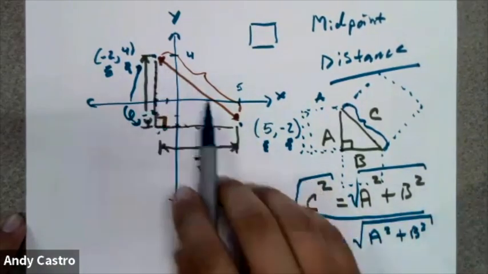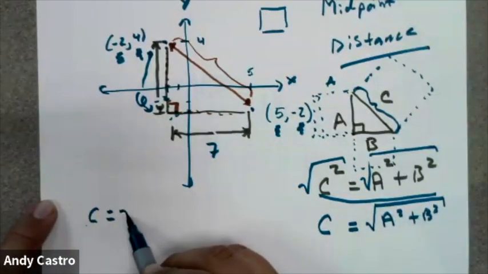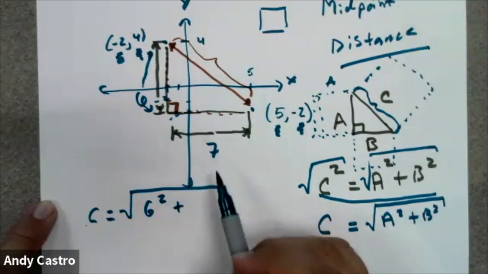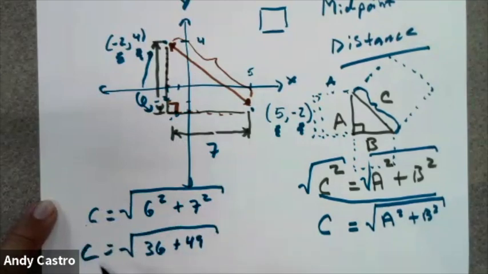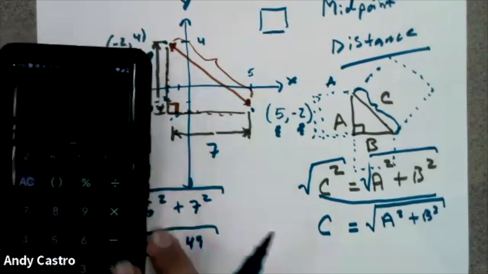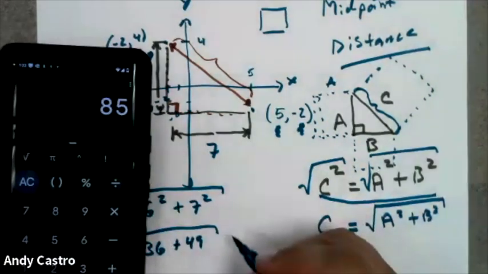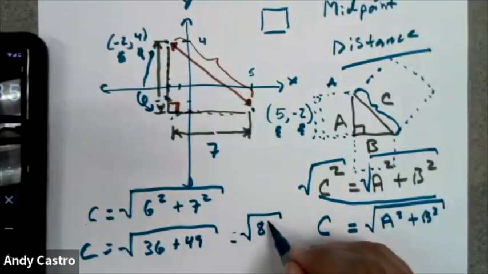So now we can calculate this distance. That side there, C, is equal to the square root of 6 squared plus 7 squared. So that's 36 plus 49. The square root of that is equal to that line. So let's go ahead and just throw that into the calculator. 36 plus 49, that equals 85. So C is equal to the square root of 85.